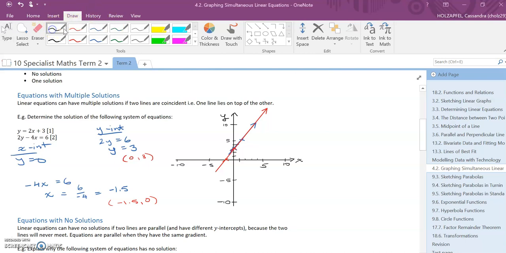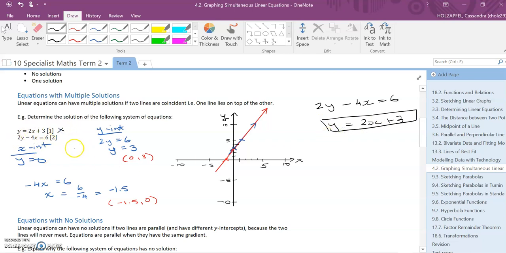We kind of already knew that though, because if I was to rearrange this equation to get it into slope-intercept form, 2y minus 4x is equal to 6, I'm going to add 4x to this side, and then divide the whole thing through by 2 so that I get y is equal to 2x plus 3. What do we notice about this particular line versus this first equation? They're actually the exact same equation, so they're the exact same line. So this system of equations has an infinite number of solutions because the lines are coincident.